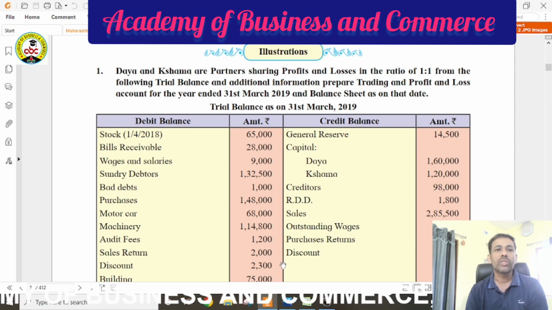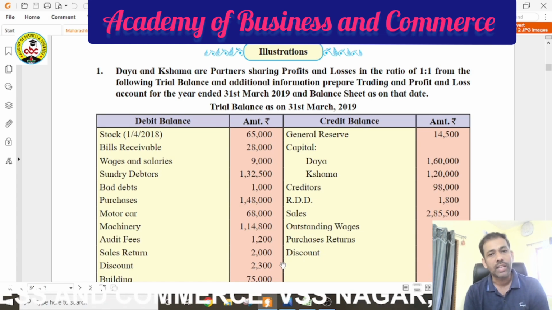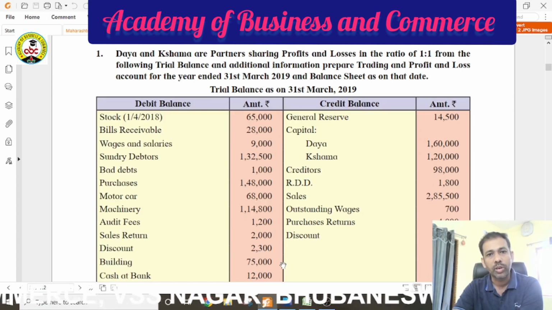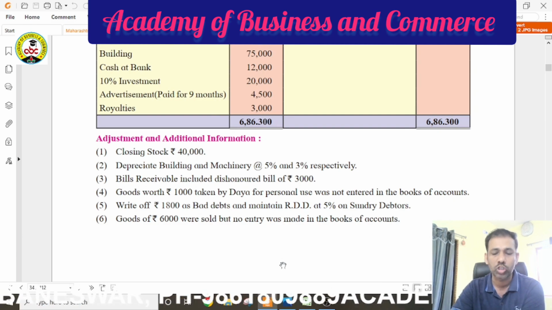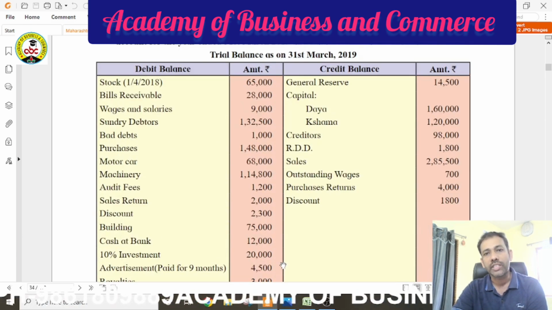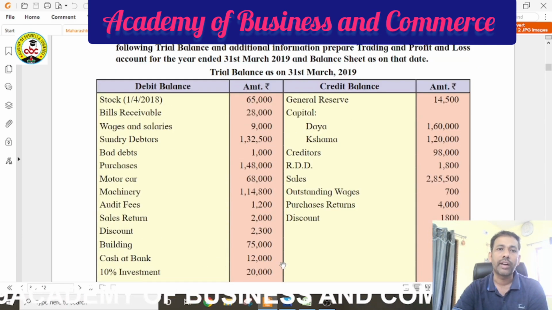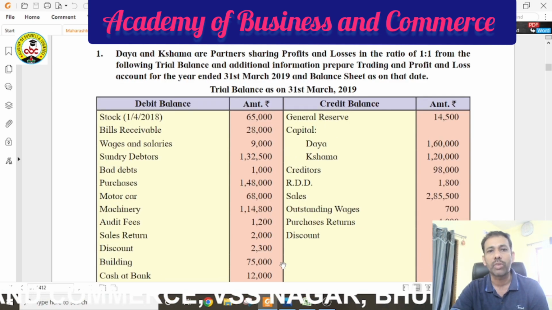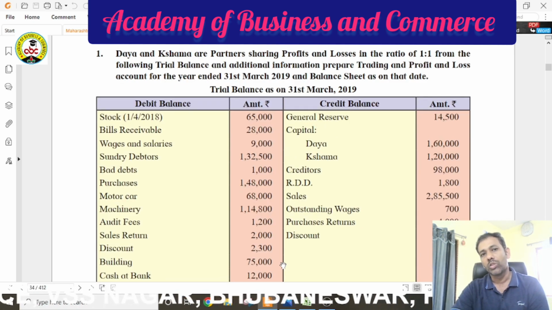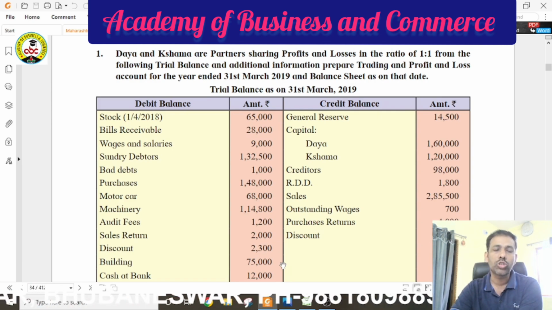That means here the question is given a trial balance and certain adjustments are also there. Below the trial balance there are certain adjustments. There are 6 adjustments given in the question, and this trial balance is given. Out of that you have to prepare trading account, profit and loss account and balance sheet as on the date of 31st March 2019. So let us discuss how to solve this problem.